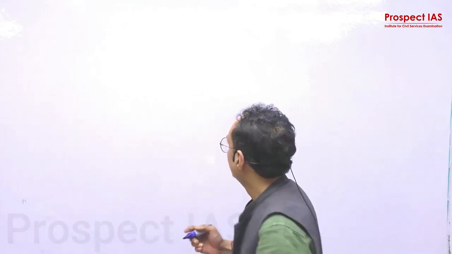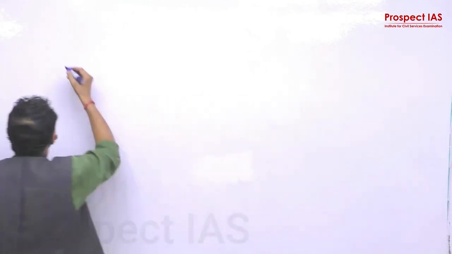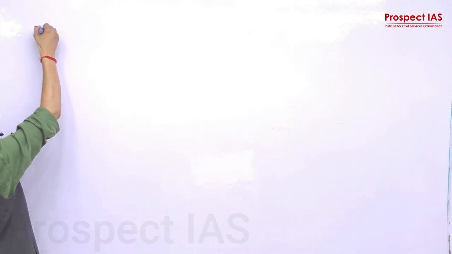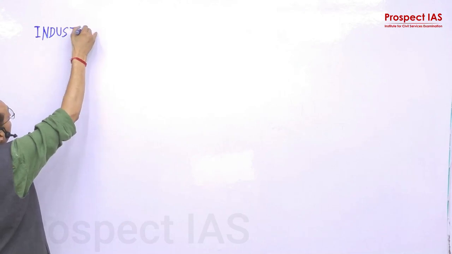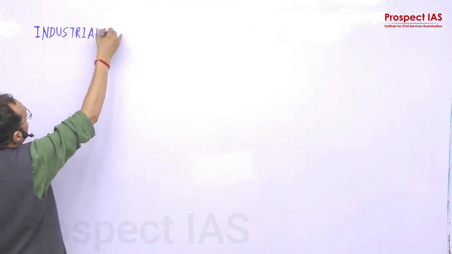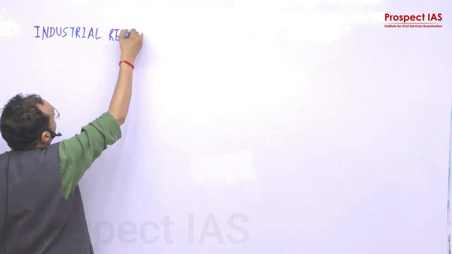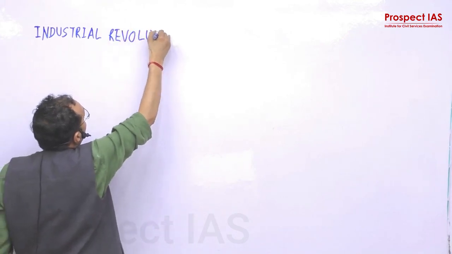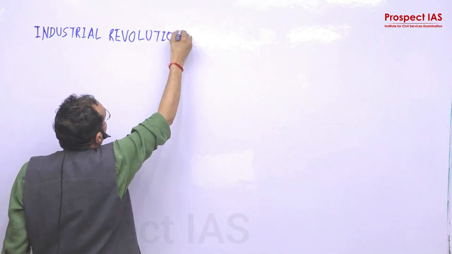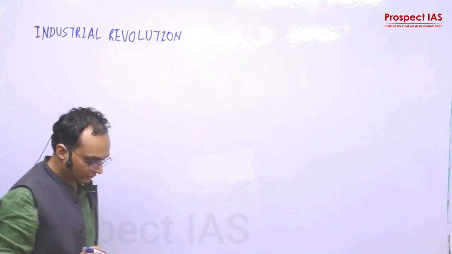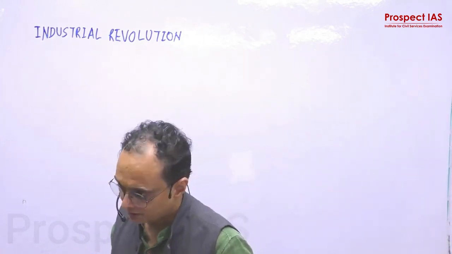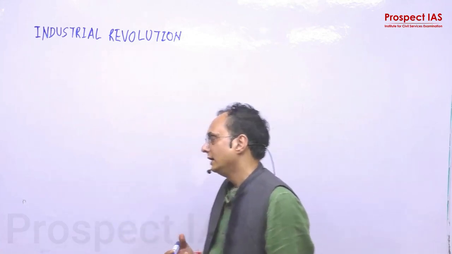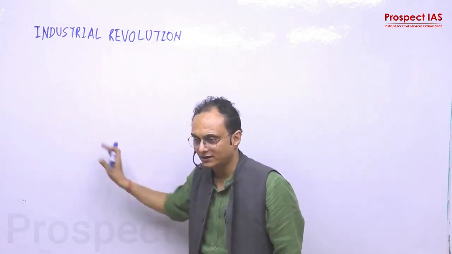कल हमने बात की ऑन इंडस्ट्रियल रेवोल्यूशन इन इंग्लैंड। Industrial revolution in England. Why? Because that was the first country where industrial revolution took place, and that's why a model was created.